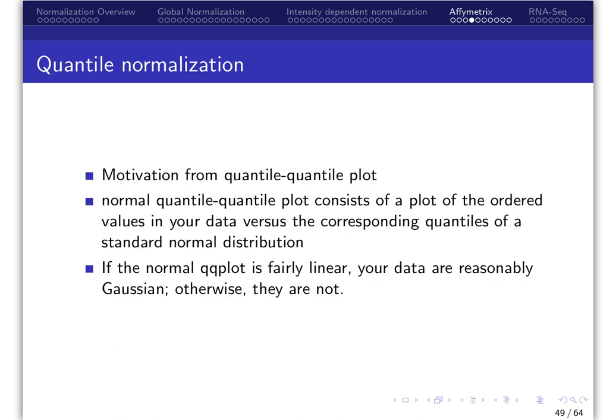One of the best ways to compare the distribution of a sample X with a known parametric distribution is to use a quantile plot. The normal quantile plot is the best known example, and we discussed the use of the normal quantile plot as a way to check the normality assumption for a linear regression model. As a reminder, a normal quantile plot consists of a plot of the ordered values in your data versus the corresponding quantiles from the standard normal distribution. If the plot is fairly linear, your data are reasonably Gaussian or normally distributed. Otherwise, they are not.